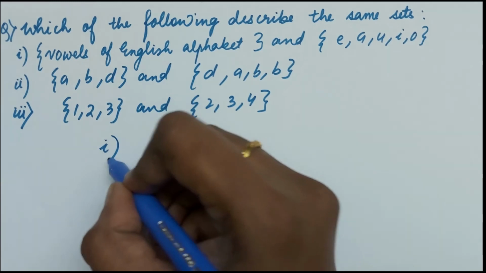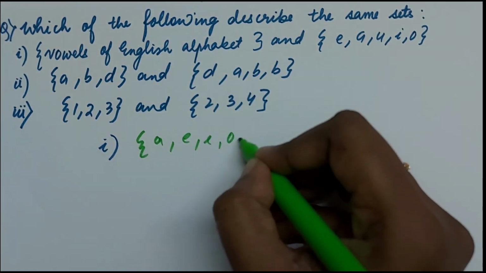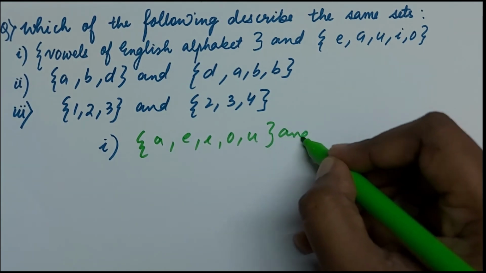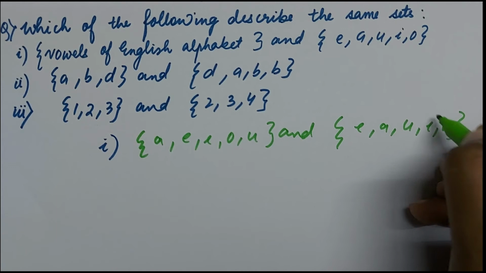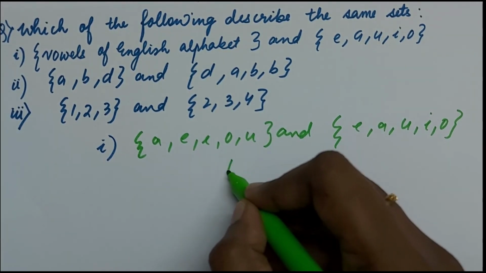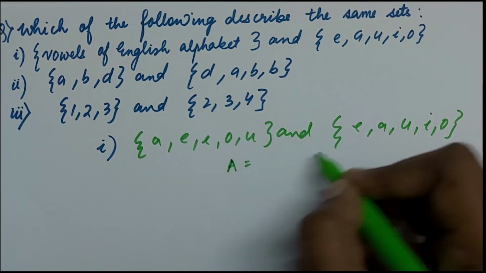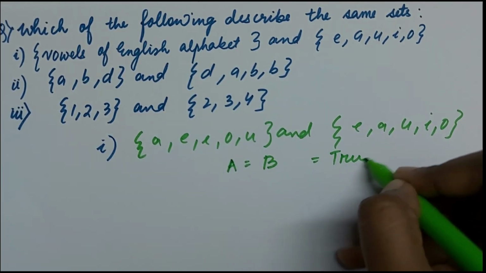So when we talk about vowels of the English alphabet, you know that the vowels are A, E, I, O, U, and the other set which is given is E, A, U, I, O. So order is not important, all the elements are the same. So are they same? Yes. Here if I call this set A, they are equal to the elements of set B. So true, they are the same set.